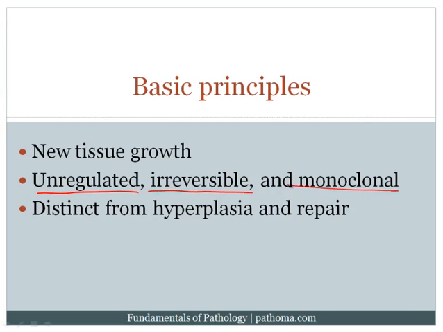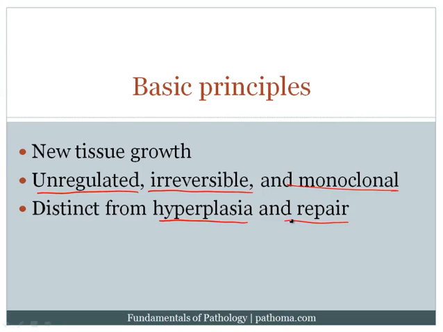irreversible, and monoclonal. Now, these three features are important because it's these three features, the fact that the growth is unregulated, that it's irreversible, and that it's monoclonal, that help to distinguish neoplasia from hyperplasia or repair. Just as an example, hyperplasia, as you'll recall, occurred when there might be an increase in stress on an organ. For example, a woman becomes pregnant. The uterus, the smooth muscle of the uterine wall actually undergoes hyperplasia.